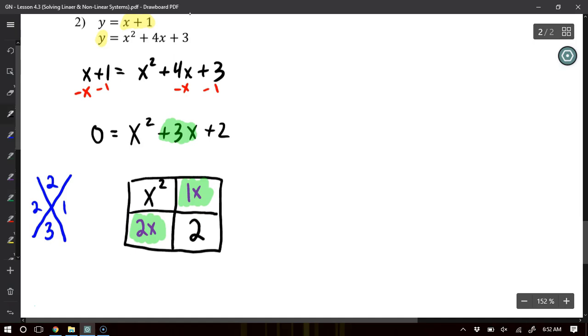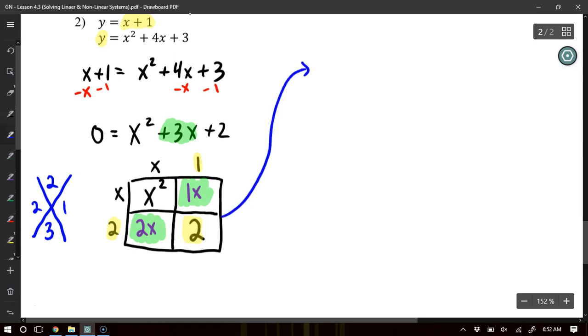And then I'm going to fill in the boxes on the outside, the dimensions. So to get x squared, it's x and x. X times what gives me 1x, and that'd be 1. X times what gives me 2x, and that'd be 2. And I would just check, does 1 times 2 give me 2? And it does. So I know my factor is good.